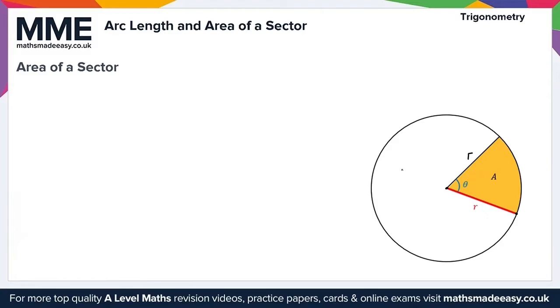The area of a sector is defined as A equals a half r squared theta. This formula gives us the area of a sector. It's important to note again that theta is measured in radians.